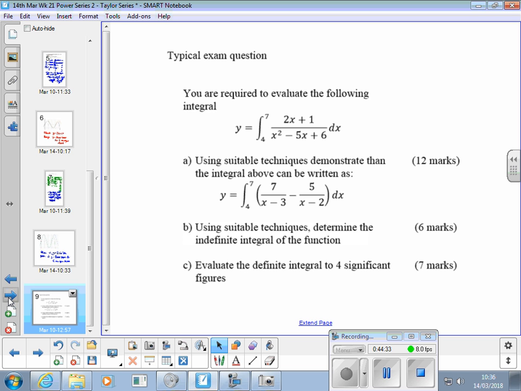Okay, so it's a typical exam question, 25 marks. So it's in the long answer section of the paper. So you can have a go at that, and then perhaps we'll take a look at the solution next week. If not, I'll put a solution up on a website.